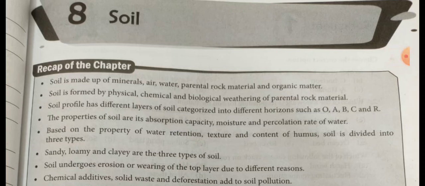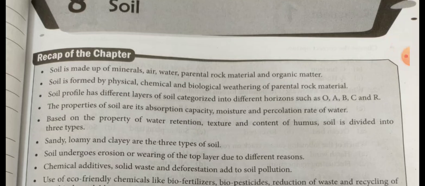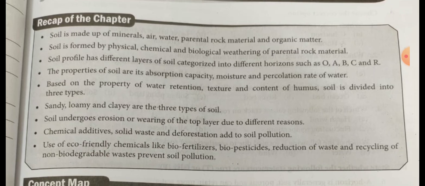Now we are going to discuss some worksheets, chapter 8, soil. Just to recall the soil. Already we learned soil. Soil is made up of minerals, air, water, parent rock material and organic matter. Soil is formed by physical, chemical and biological weathering of parent rock material.